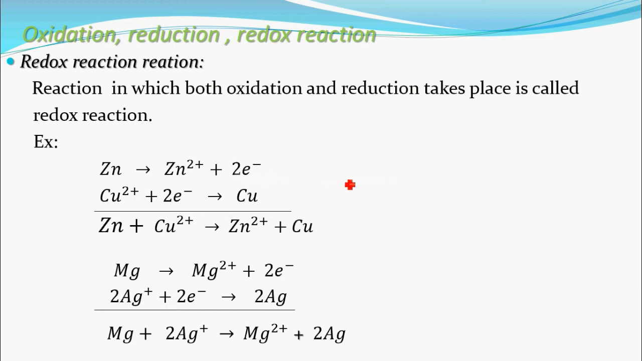In the next video I will explain what an electrochemical cell is. There are two types of cells: the galvanic cell and the electrolytic cell. The galvanic cell works on this redox reaction only.